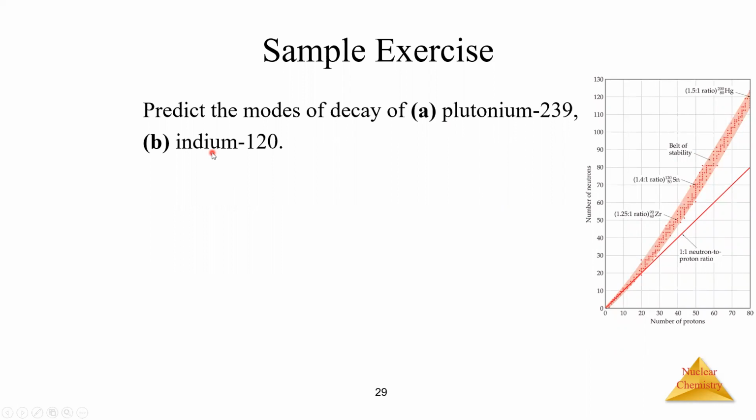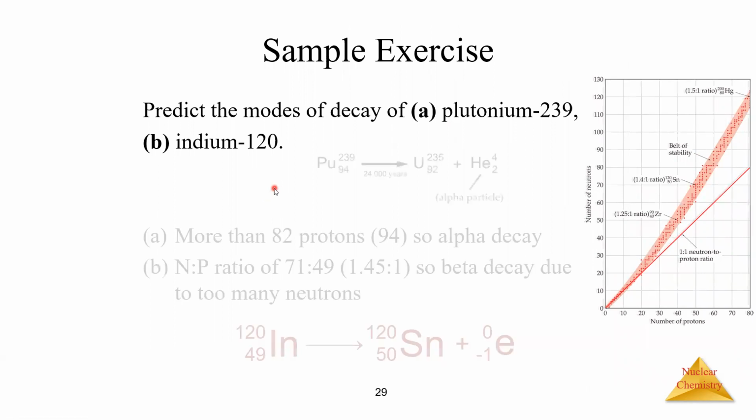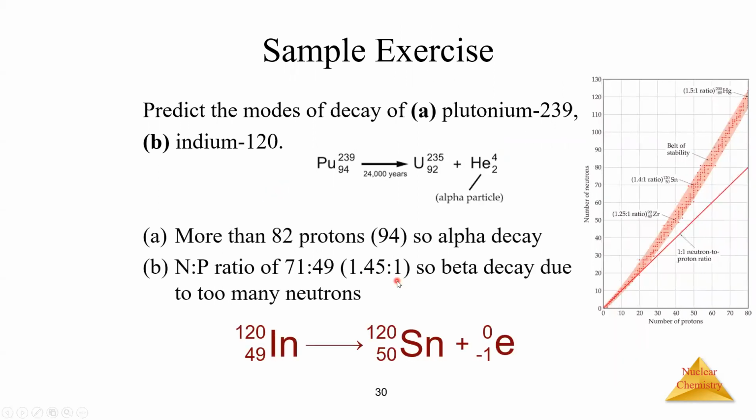And then with the indium-120, we've got an atomic number of 49. So that means we're going to have 71 neutrons. And that's going to be a ratio of 1.45 to 1. And with this one, we're going to be just left of tin here. So we'd expect a ratio just about 1.4, maybe a little bit under. We're a little bit over though, so we'd actually be slightly above this belt of stability.